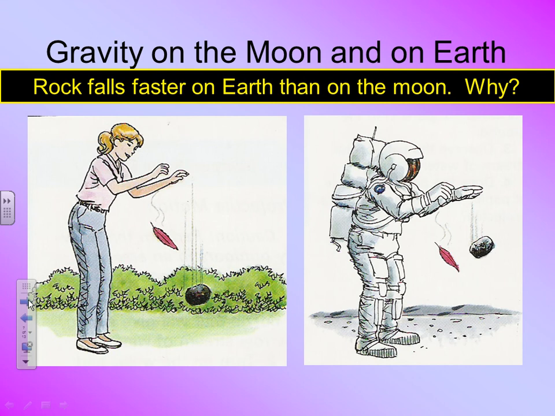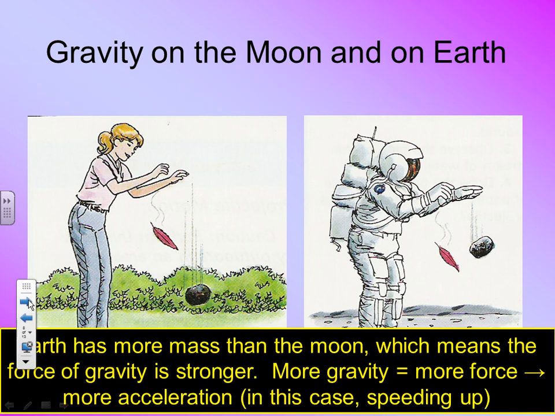Which is different, right, than this picture on the left. In this picture on the left, the rock and the feather, the rock is falling faster than the feather. But as we discussed, does that mean that the rock is experiencing a greater acceleration than the feather? In this picture, technically yes, right? But that's not gravity's fault, right? It's because the feather is more... Earth has more mass than the moon, which means the force of gravity is stronger. More gravity, more force, more acceleration, and that means it's speeding up.